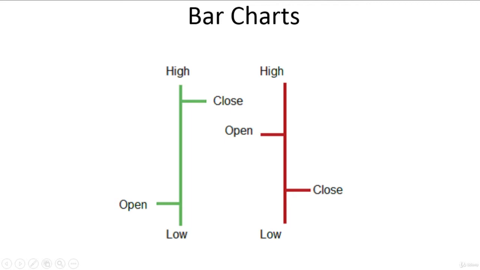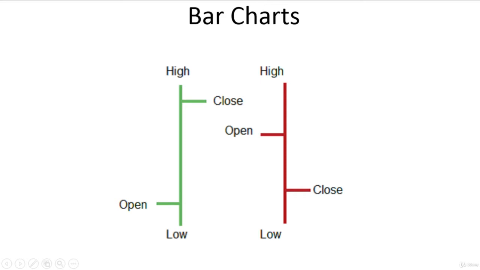Now we see an example which describes the formation of a bar chart. As you see in the formation of the bar chart on your screen, the first bar is green. On the left-hand side you see the open, on the right-hand side you see the close, then the top point is the high and the low point is the low.